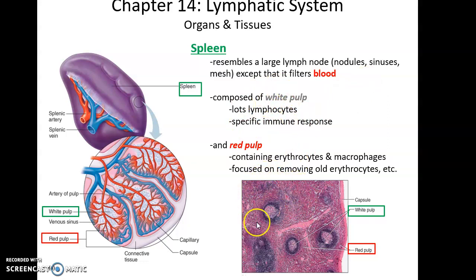And then the spleen also has the red pulp. The red pulp has lots of erythrocytes moving through it. It also has a lot of macrophages. And the red pulp's function is to pull out cell debris from the bloodstream and also to remove old erythrocytes, old red blood cells that are no longer functioning properly. So the macrophages and the mesh structures will help to pull out, to recycle the old erythrocytes.